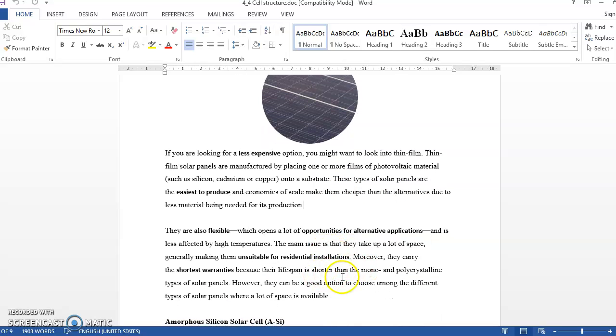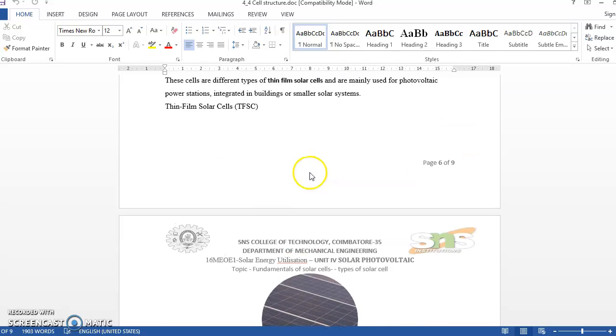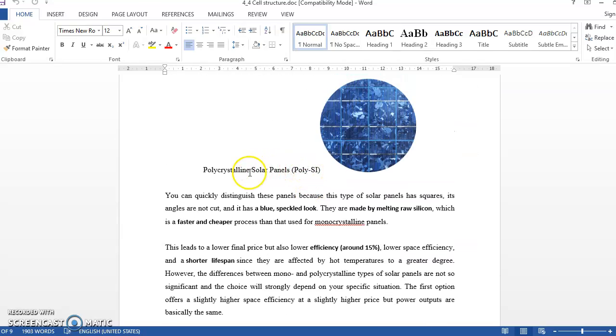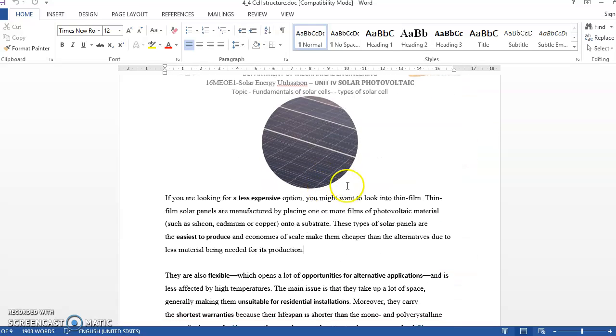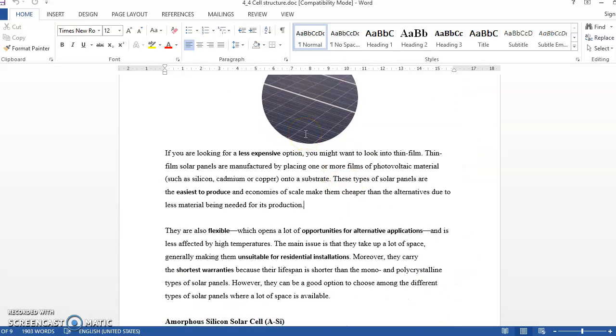The main issue in this one is that it needs a lot of space, generally making it unsuitable for residential installation. So when we go for residential installation, if you think that space is very huge, you can install this one. Otherwise, you need to go for the first generation polycrystalline solar panel only. It consumes a lot of space because of its design.